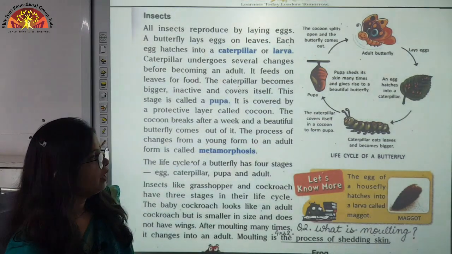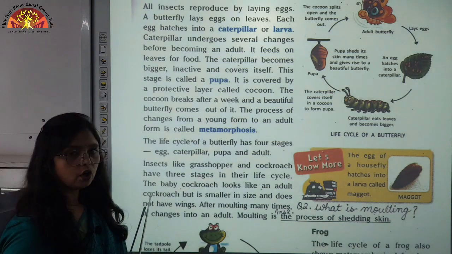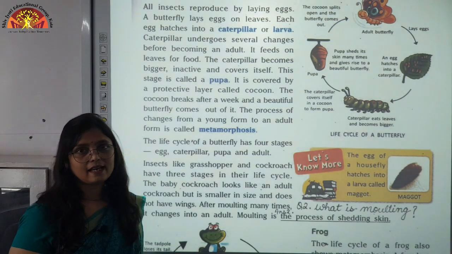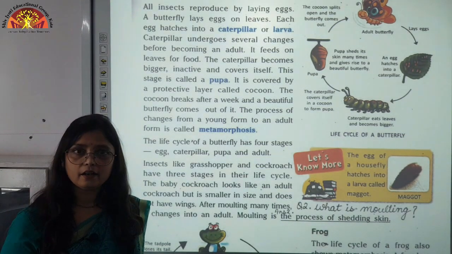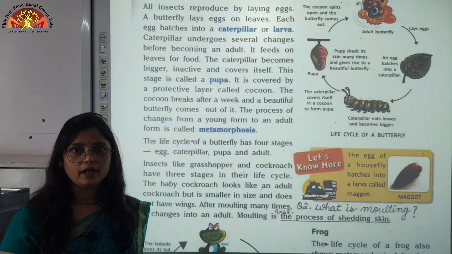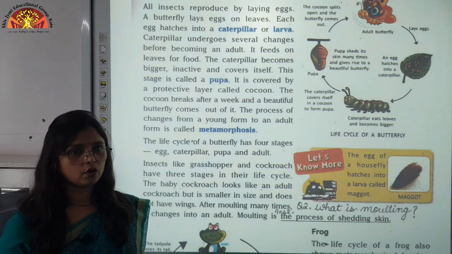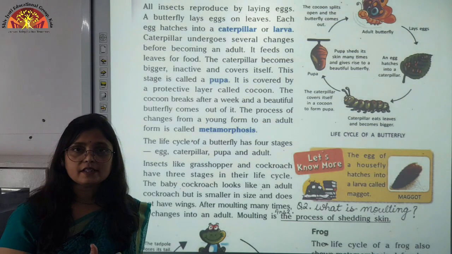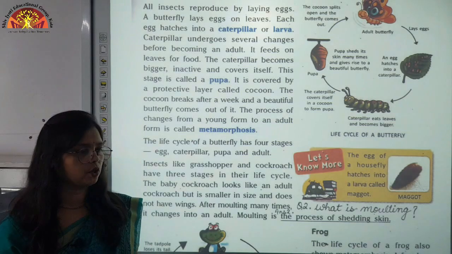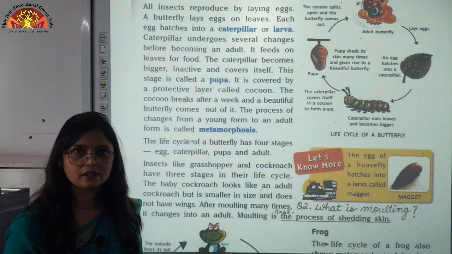So here children, as we are talking about different insects, if we talk about the cockroach, then a baby cockroach looks like an adult but is not exactly similar to the adult. It undergoes some changes, like it is smaller in size and does not have wings. Now when it develops wings and becomes bigger in size, then it becomes an adult cockroach. Here, after several times shedding of skin, it becomes an adult cockroach, and this process of shedding of skin is called molting. So let us mark one more internal question over here.